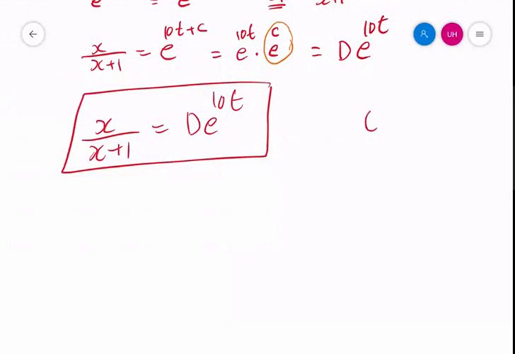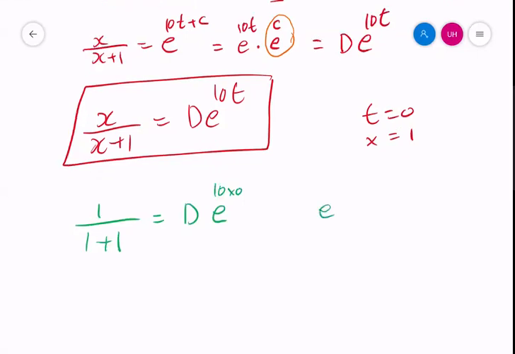And now when t is 0 and x equals 1, we'll substitute here, so there's going to be 1 over 1 plus 1 equals d e to the power 10 times 0, which is e to the power 0 equals 1, yeah? So therefore d equals 1 over 2, so d equals 1/2.